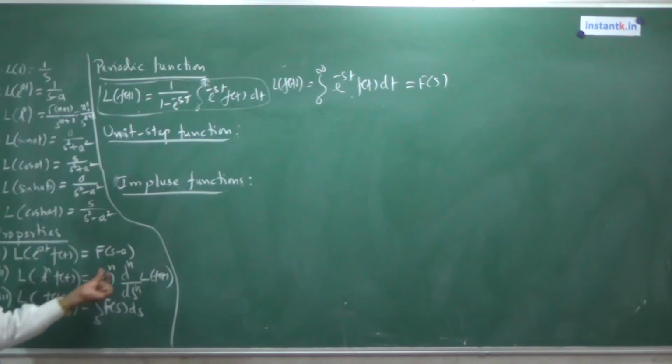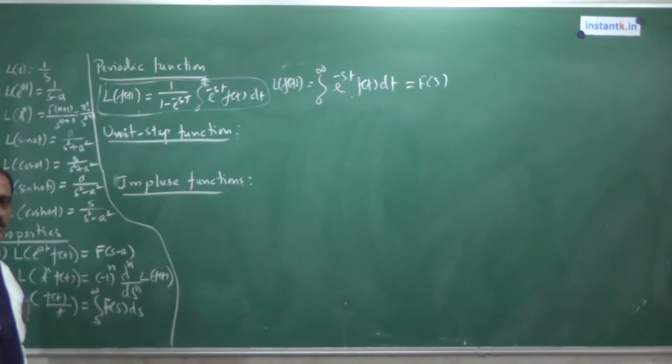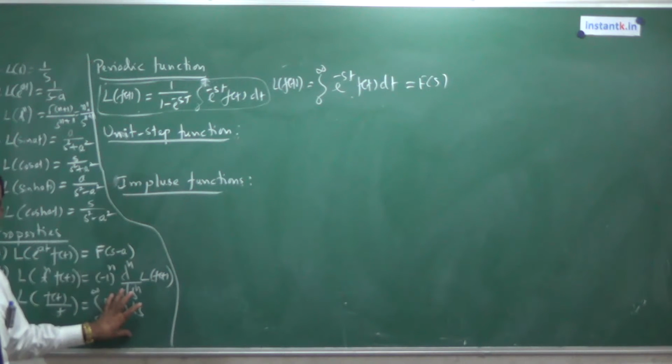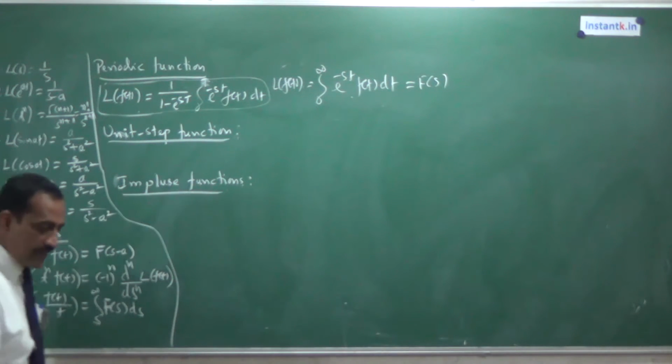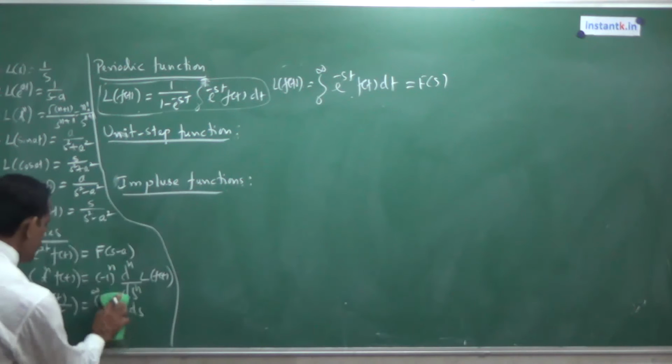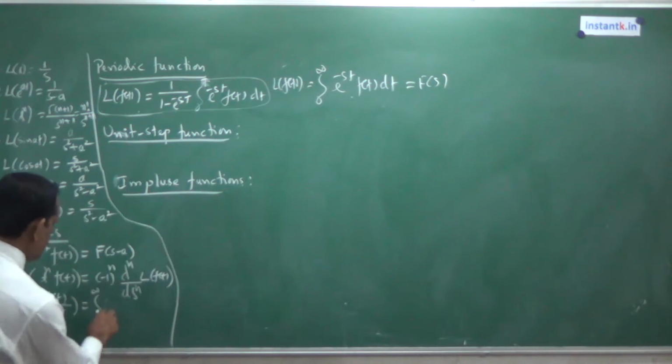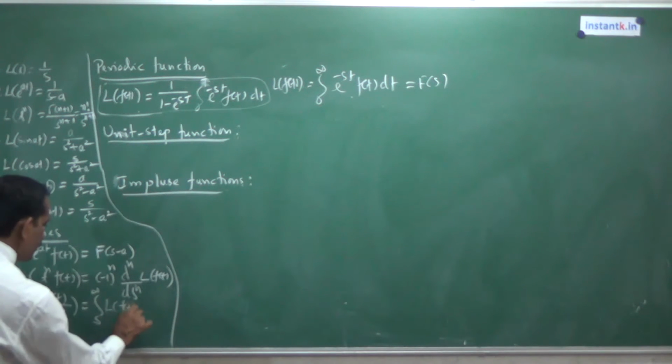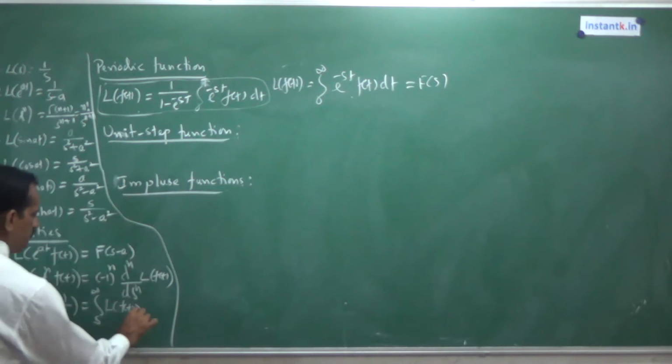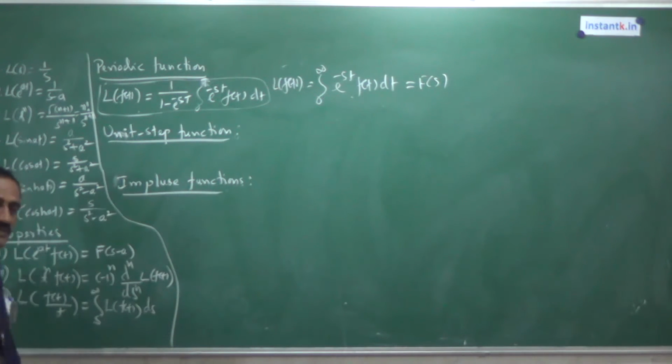When n is equal to 1, this becomes minus 1 into d by ds of the Laplace transform of f of t. Next, if it is of this type, f of t by t, how to get the Laplace transform? That means integrate the Laplace transform of f of t. What is F of s? F of s is nothing but the Laplace transform of f of t. Find the Laplace transform of the numerator, and integrate with respect to s from s to infinity.